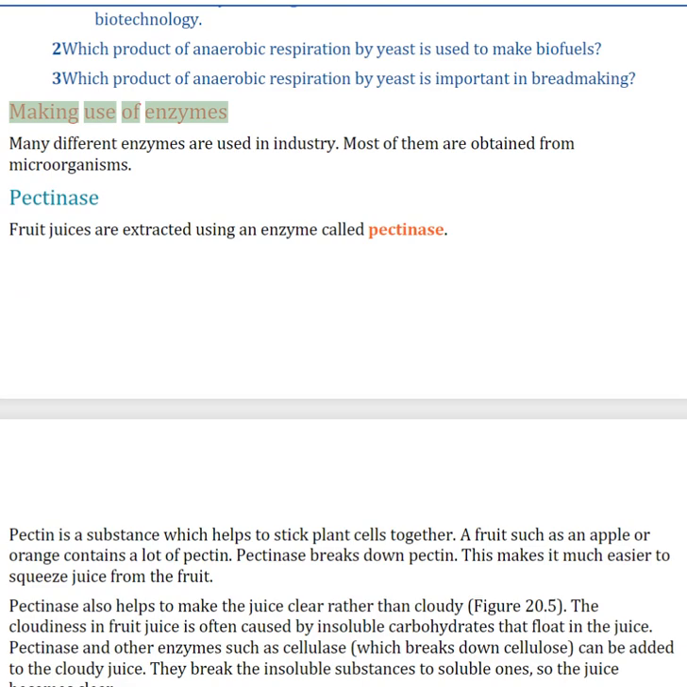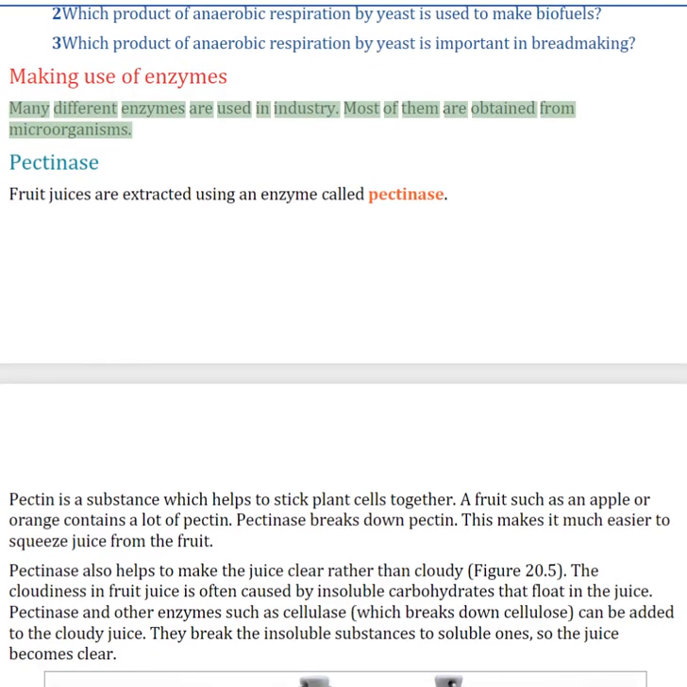Making use of enzymes. Many different enzymes are used in industry.